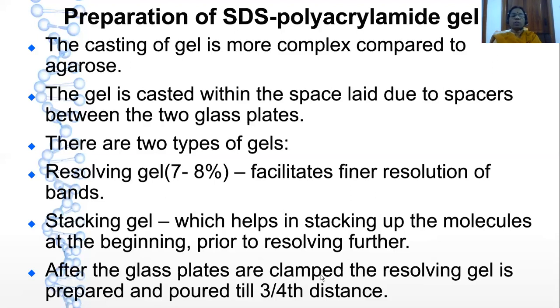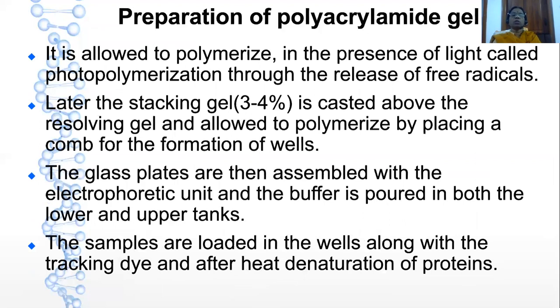After the glass plates are clamped, the resolving gel is prepared first and then cast between the glass plates up to three-fourths of the distance. After this resolving gel is polymerized at the bottom, we cast the stacking gel with the given percentage. The purpose of the stacking gel is that all the proteins present in the form of a mixture will stack one above the other in the stacking gel. So that is the purpose of the stacking gel.